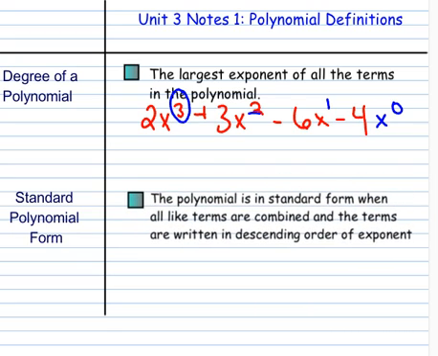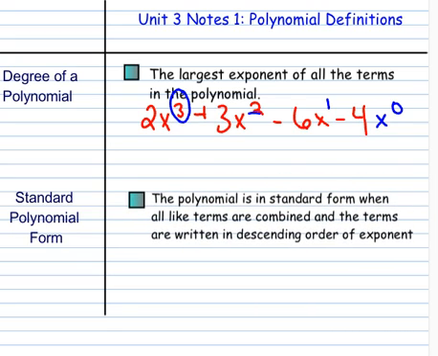Degree 3 polynomial. Standard polynomial form is when all the terms are combined and the terms are written in descending order of the exponents. You can see these are in order of degree and in descending order, meaning 3 is the largest, so it's out front, and then 2, then 1, then 0. Say there isn't a second term, it's still in standard form, because 3 is the largest, so it's out front, and then we go 1, 0 in descending order. So that's standard polynomial form.